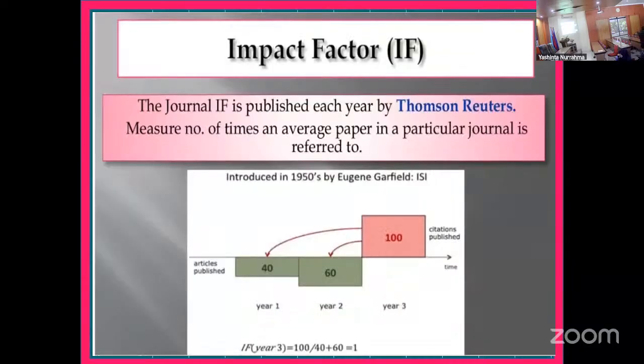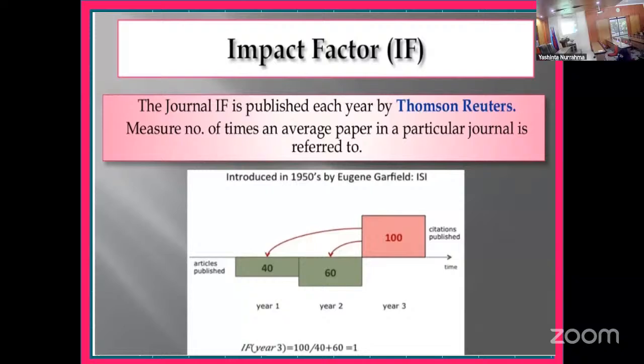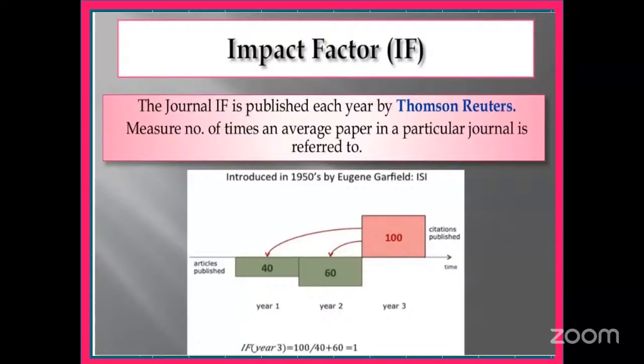Okay, how do we calculate the impact factor? Is the impact factor variable or constant? It is variable. This year the impact factor of a journal is 5.2; next year it is 6.2 or 4.8. That means the impact factor changes. How can we calculate it? This is the Thomson Reuters calculation, which we may call the Thomson Reuters impact factor.